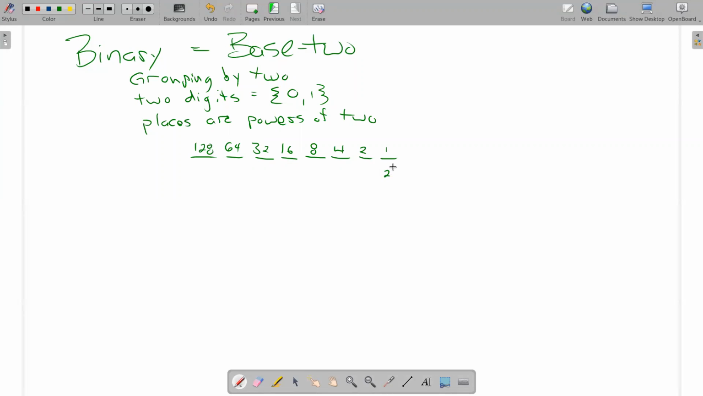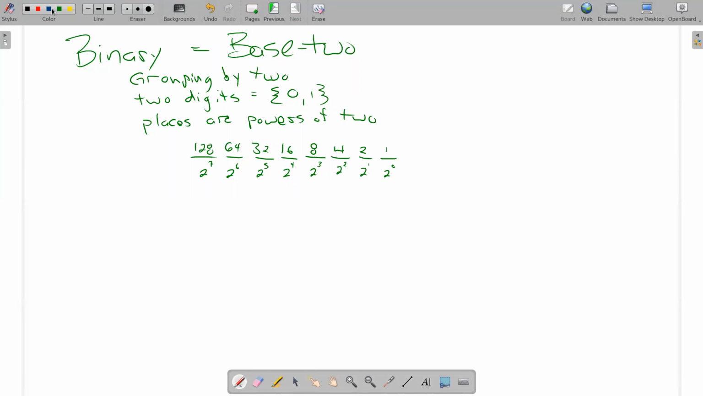So this would be 2 to the 0, 2 to the 1, 2 to the 2, 2 to the 3, 2 to the 4, 2 to the 5, 2 to the 6th, 2 to the 7th. And they just keep going, just like our number system keeps getting bigger and bigger places.